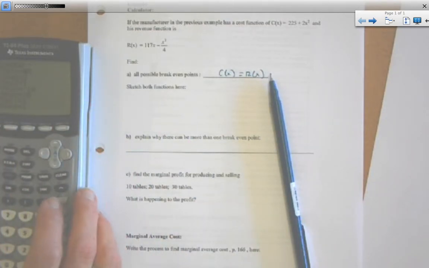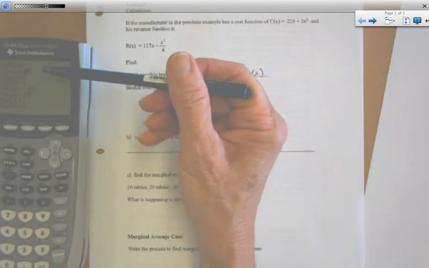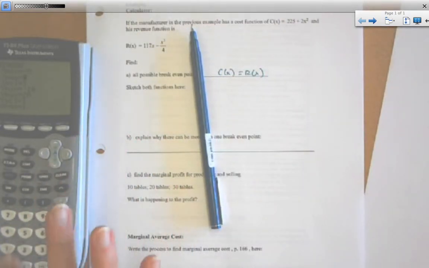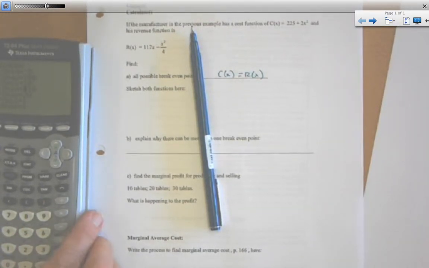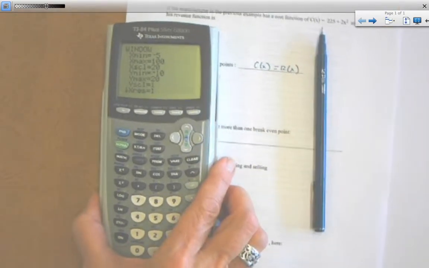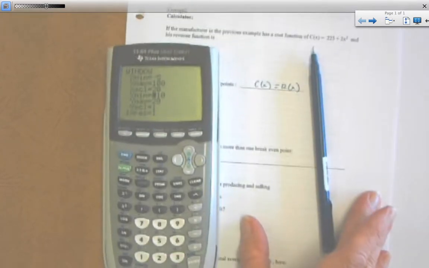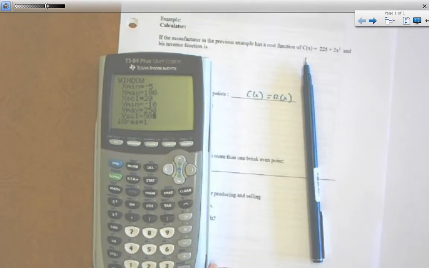Let's say my window, my X-min, since I'm selling items, I'm going to go from -5, just so I can see my y-axis, and I'm going to do an X-max of 100, and then my scale will be 20. Y-min is -10. Let's just keep that there. And y-max, like we said, the y-intercept is 225, so I'm going to let my y-max be 250, just so I can see everything. And my y-scale, let's make it 50. So type in all those numbers for your window and graph.